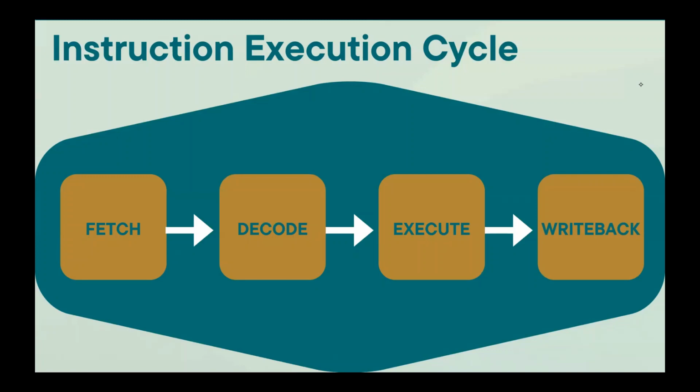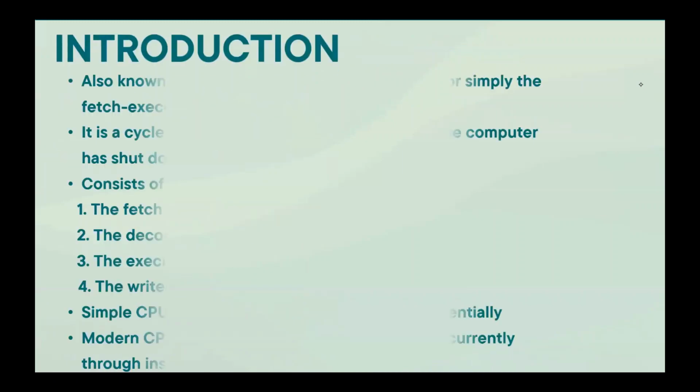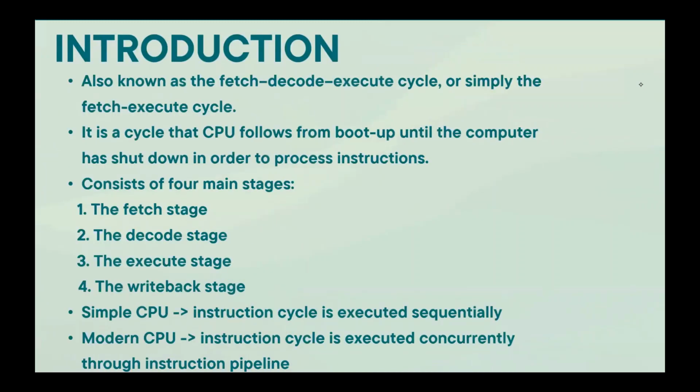In the simpler CPUs, the instruction cycle is executed sequentially, each instruction being processed before the next one is started. In most modern CPUs, the instruction cycles are instead executed concurrently and often in parallel through an instruction pipeline. The next instruction starts being processed before the previous instruction has finished, which is possible because the cycle is broken up into separate steps.